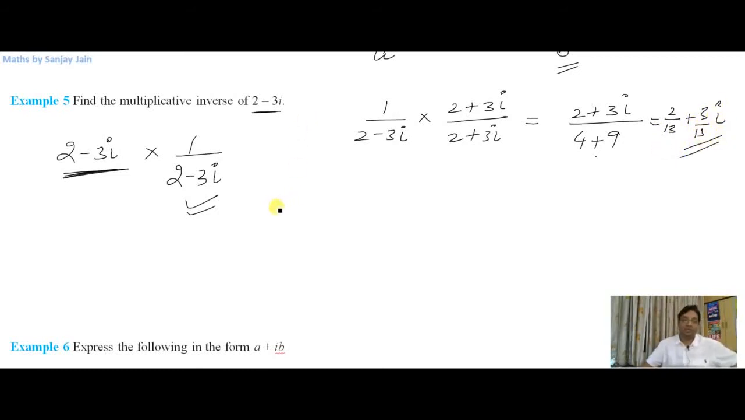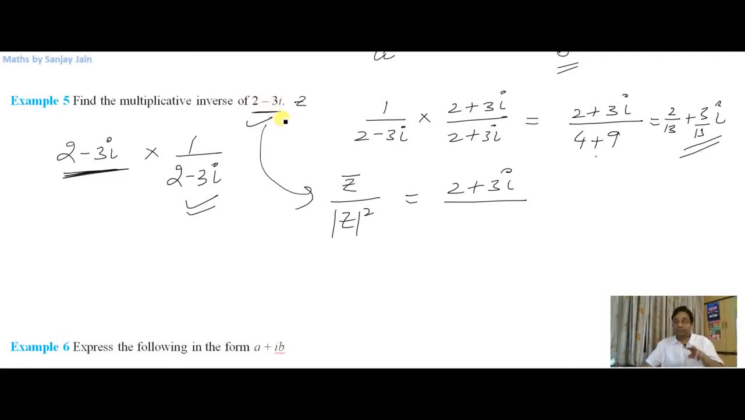Otherwise you could have simply written it directly also, because multiplicative inverse of, if it is z, okay, so multiplicative inverse would have been conjugate divided by mod z squared, right, which is 2 plus 3 iota. This is the conjugate of this complex number divided by its modulus squared. What is its modulus? 2 squared plus 3 squared, 13. Square root will give you modulus of z, and then square of it will give you 13. So which is the same multiplicative inverse that we were looking for.